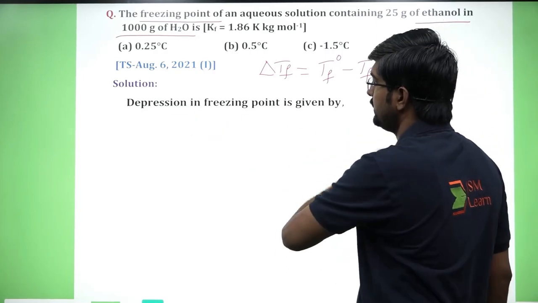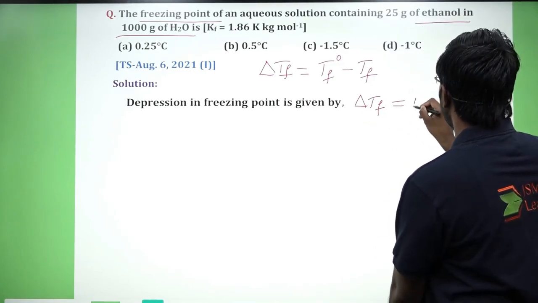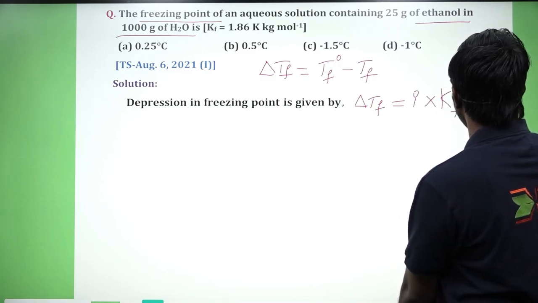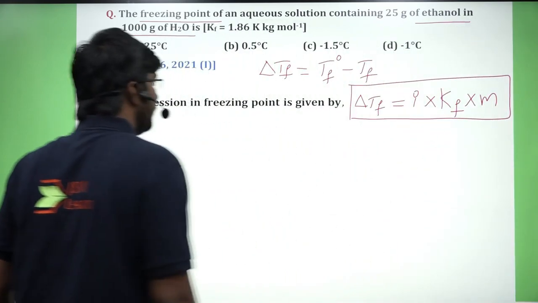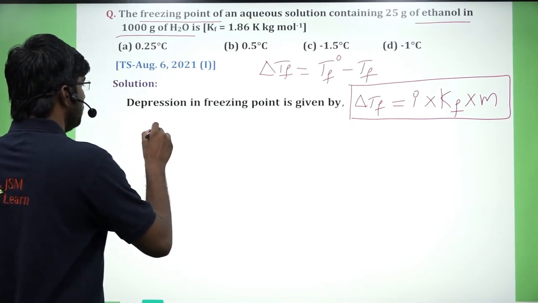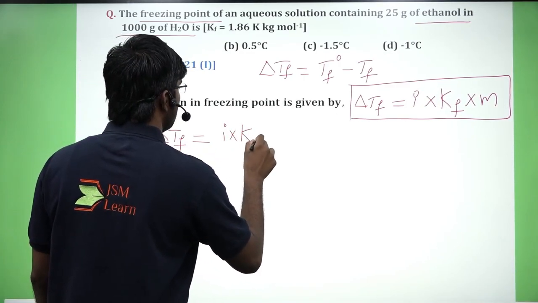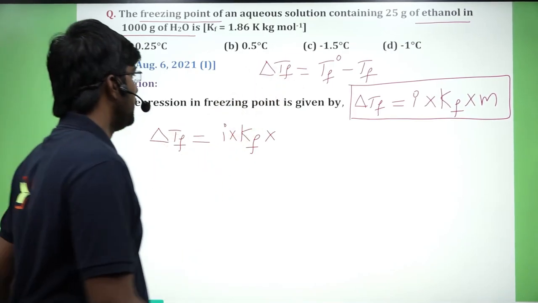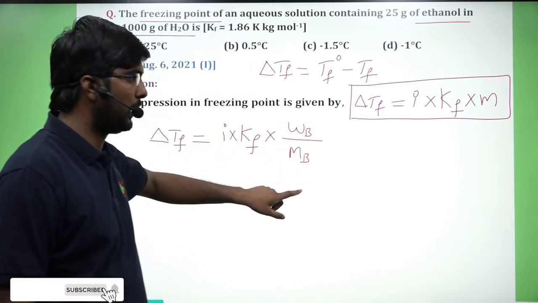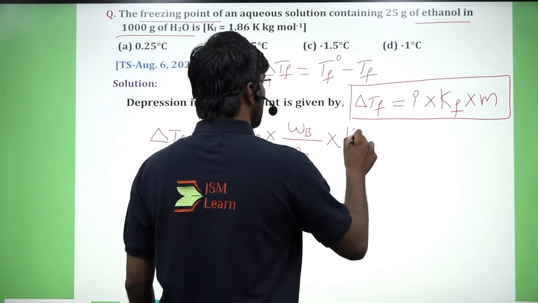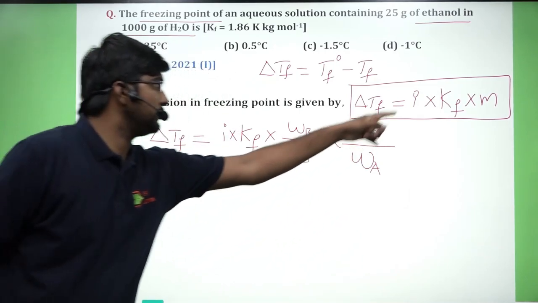Okay. What is another expression for the depression in freezing point? Delta TF equal to i into KF into molality. Okay. So this is the formula to calculate depression in freezing point, right? Okay, see here now, what is molality? Molality, weight of the solute by molecular weight of solute into 1000 by weight of the solvent. Okay, so this is the expression for molality.